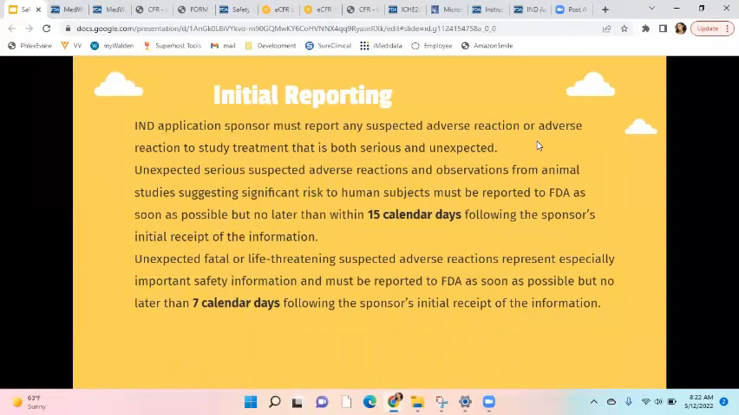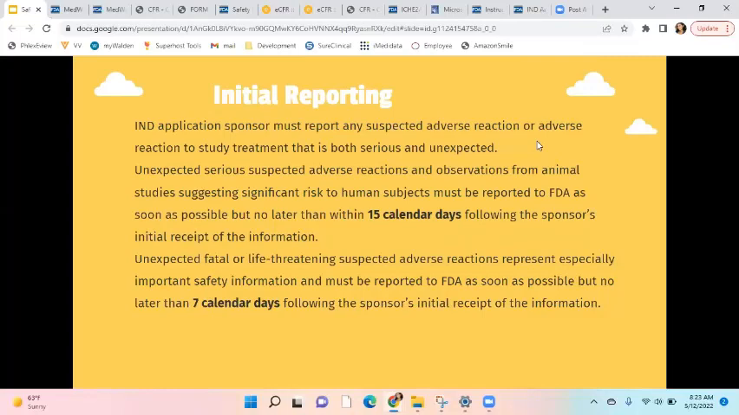So, initial reporting. An IND application is what we talk about for clinical research, trying to run a trial, right? With an IND application, the sponsor, the company making the medicine, must report any suspected adverse reactions, basically AEs, to study treatments that are both serious and unexpected. Unexpected serious, which you usually talk about as SUSARs, serious unexpected suspected adverse reaction. So that's a SUSAR, and you'll hear that term.